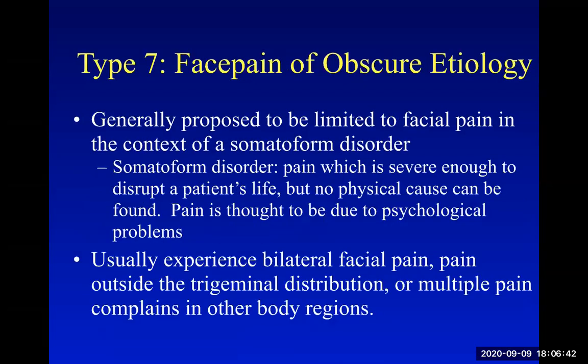So last is what's called face pain of obscure etiology. And like any classification system, there has to be one last bucket to put everything else that doesn't fit in the other categories. And that's this category, category 7. Obscure etiology means unknown or unclear cause. And so everything that doesn't fit into categories 1 through 6 falls into this category here.